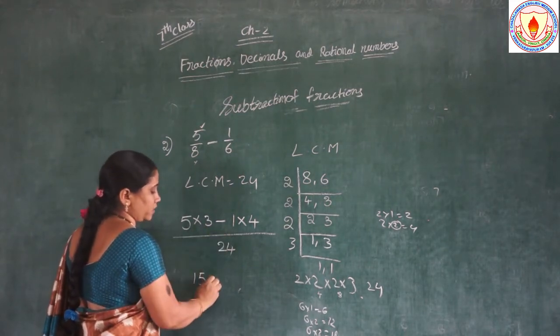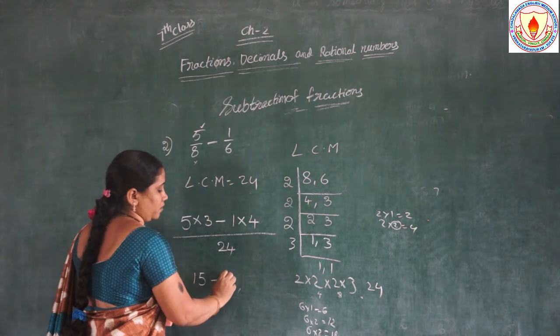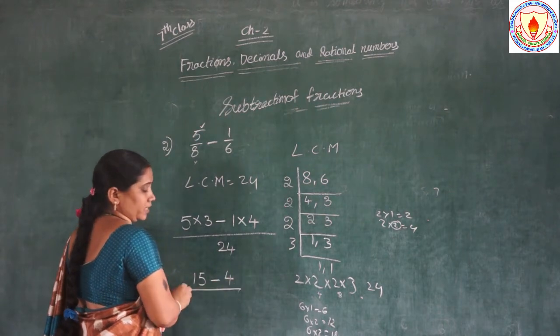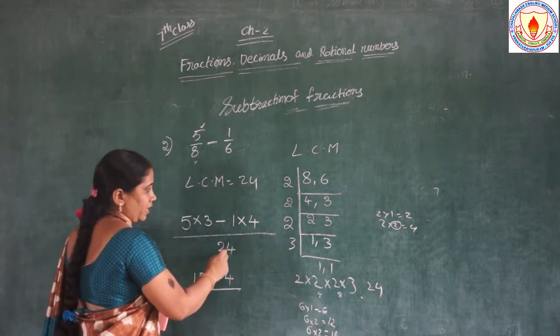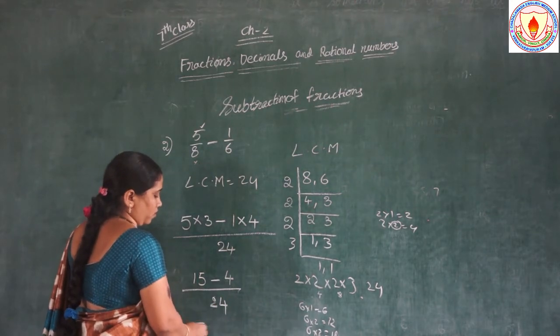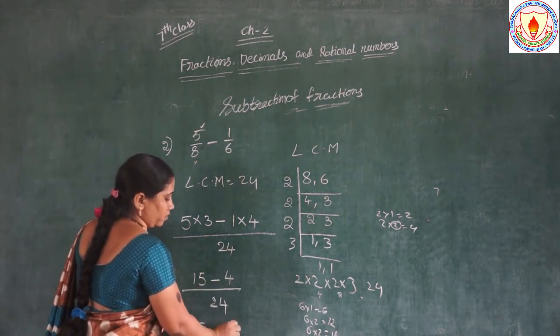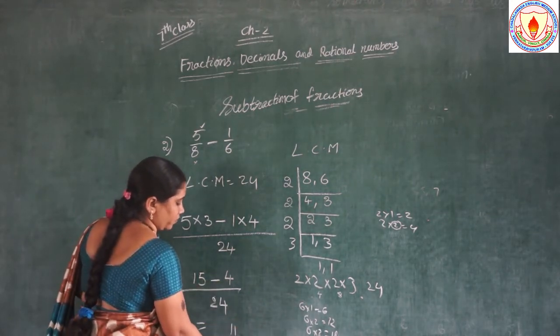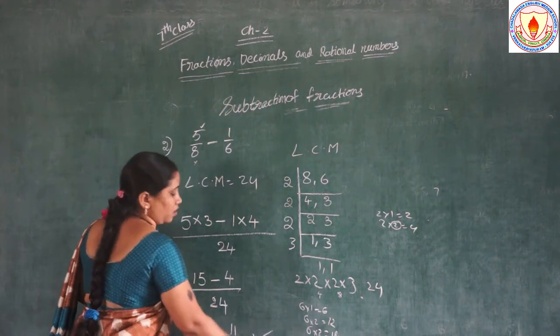What is the symbol next? Minus. 1 4s are 4. Again fraction bar, as it is, denominator 24. So 15 minus 4, 11 by 24. So this is the answer.